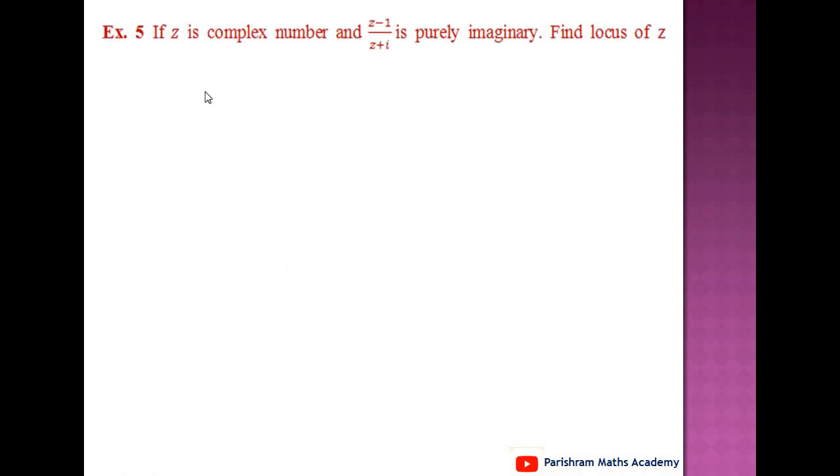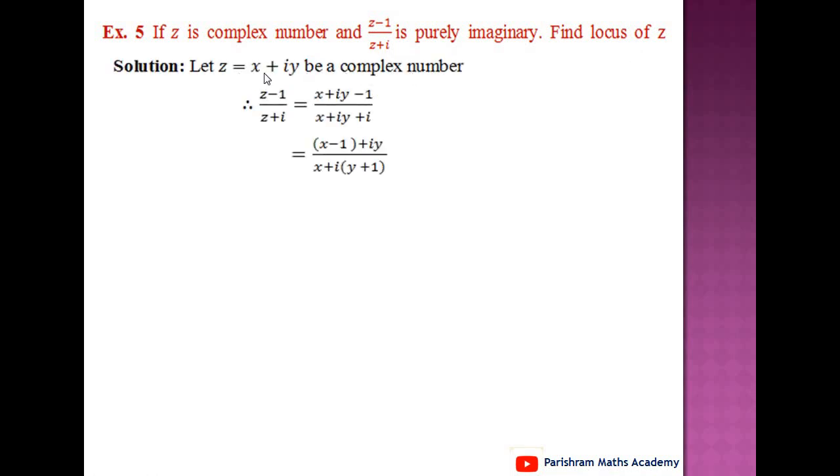Next, if z is a complex number and (z − 1)/(z + i) is purely imaginary, then we can find the locus of z. Solution. Let z = x + iy be a complex number. First you can find the value of (z − 1)/(z + i). The value of z is (x + iy − 1)/(x + iy + i). First you can take (x − 1 + iy)/(x + i(y + 1)), taking i as common in the bracket, y + 1.